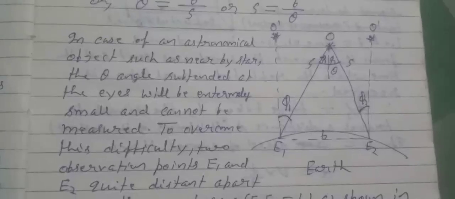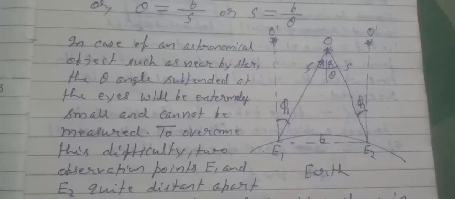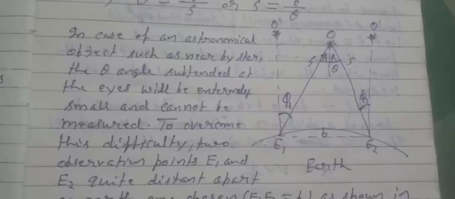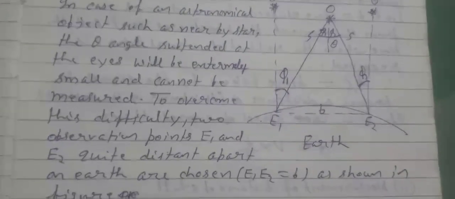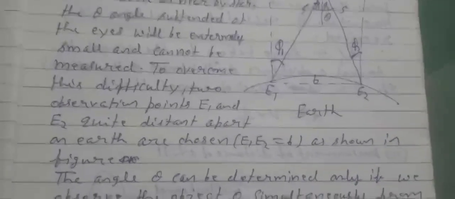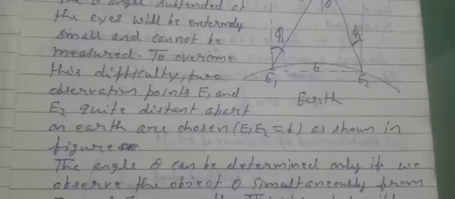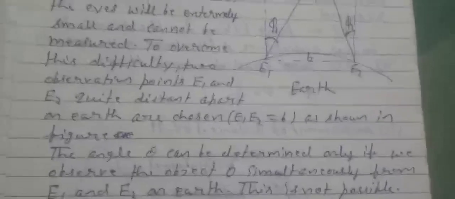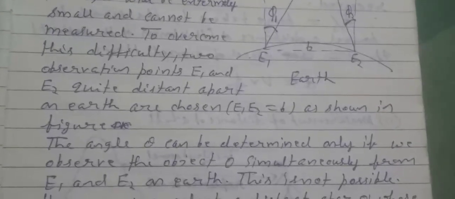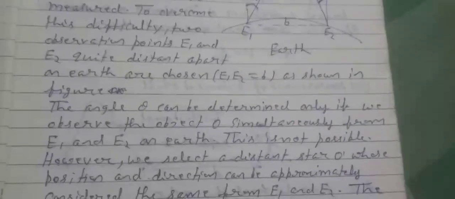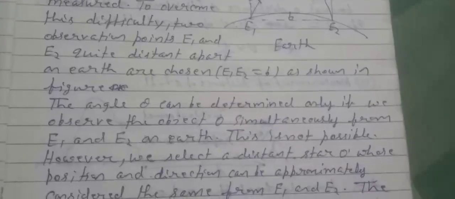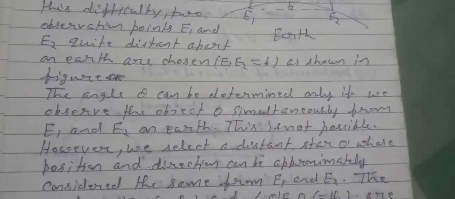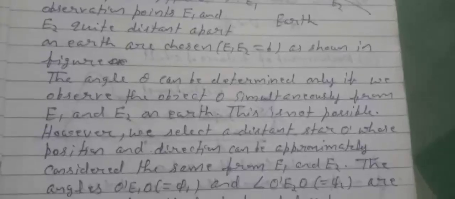In the case of an astronomical object such as a nearby star, the angle theta subtended at the eyes will be extremely small and cannot be measured. To overcome this difficulty, two observation points E1 and E2, quite far apart on Earth, are chosen so that E1E2 equals B, as shown in the figure. The angle theta can be determined only if we observe the object O simultaneously from E1 and E2 on the Earth. This is not possible.